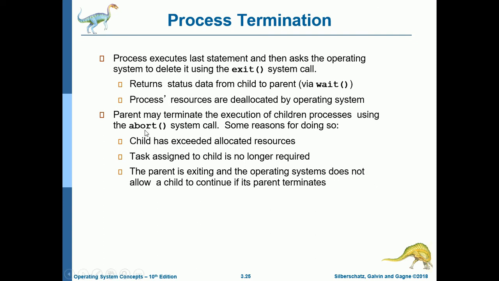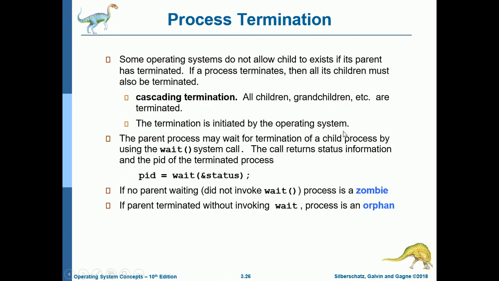But there are times that the abort system call is invoked. The reasons are: the child has exceeded allocated resources, the task assigned to the child is no longer required, or the parent is exiting and the operating system does not allow a child to continue if its parent terminates. So if there is an error, that's why the abort system call is invoked. These are the cases in which the abort system call is executed.